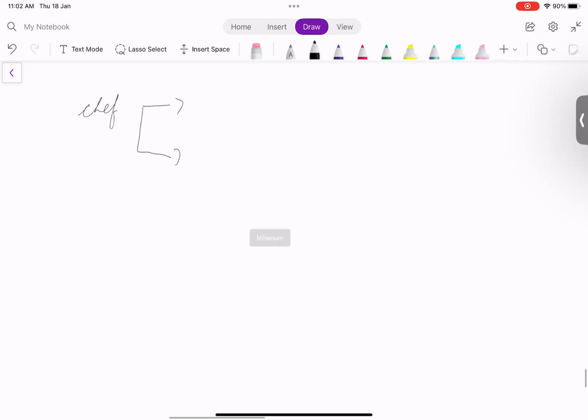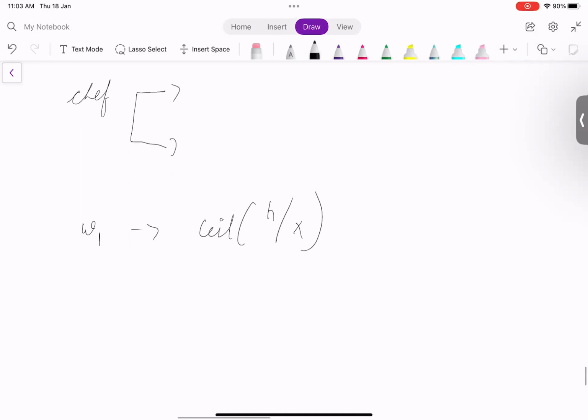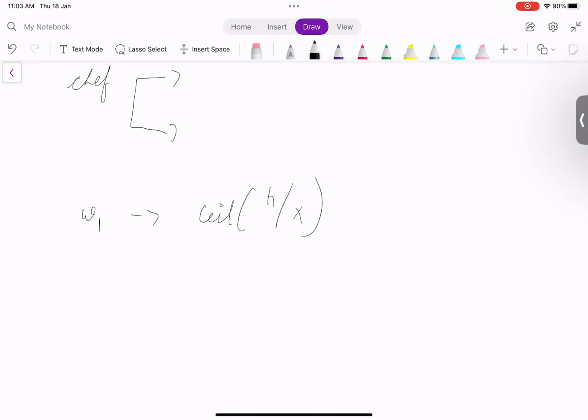So now let's calculate for weapon 1, right? For weapon 1, how many hits do we need to kill the boss? Because for weapon 1, damage is already fixed. We can say we need ceil of health of boss divided by X number of hits, right? Because per hit, X damage is being done on the boss. So this is the number of hits for weapon 1. Let me call it hits for weapon 1.